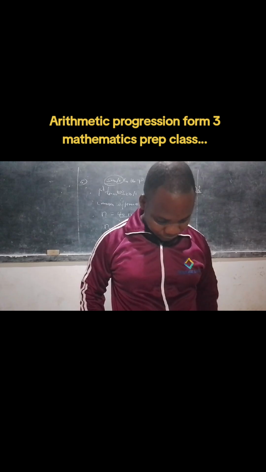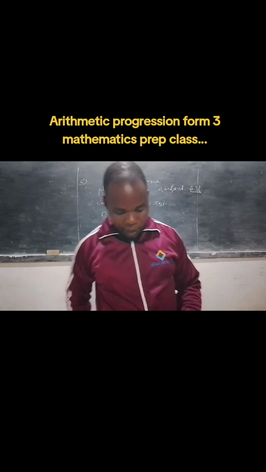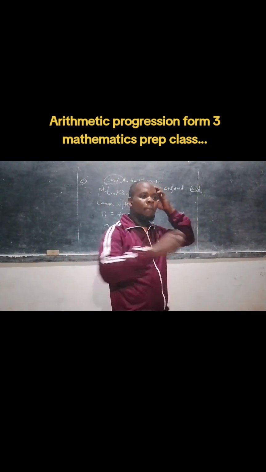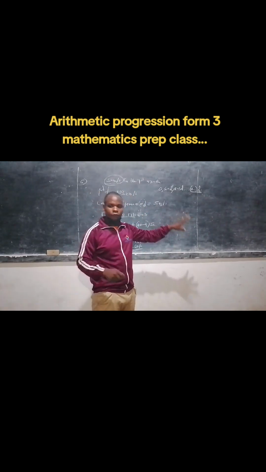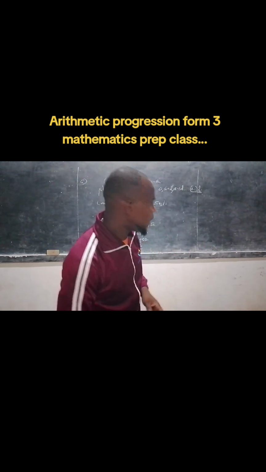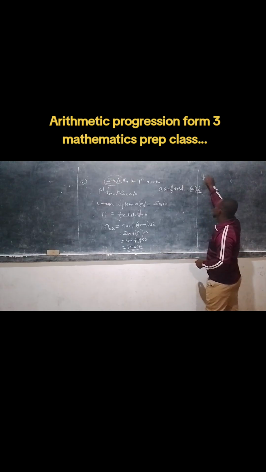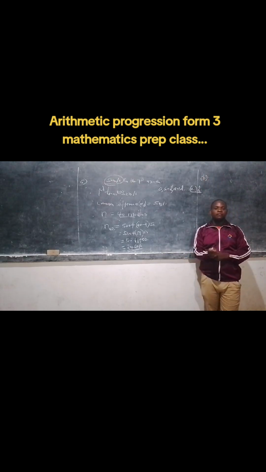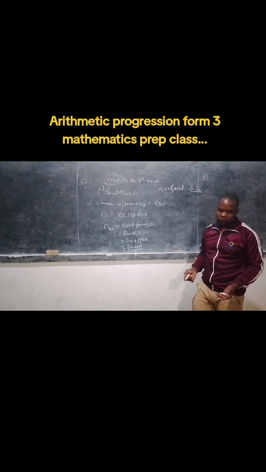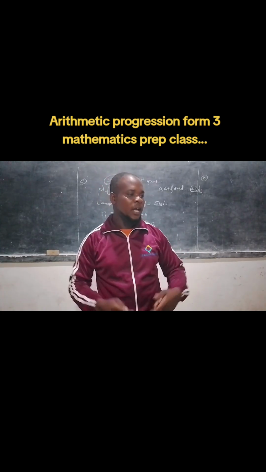Question B. The total amount Amina has saved in the 40 months. The total amount that Amina saved for the 40 months. Now remember, here we want to get the sum, the sum of the arithmetic progression. Are we together?